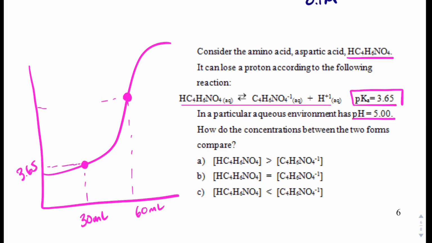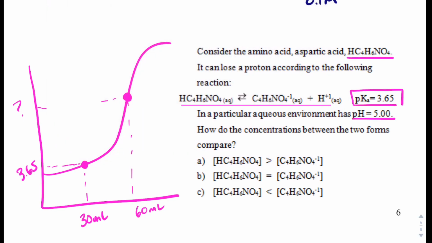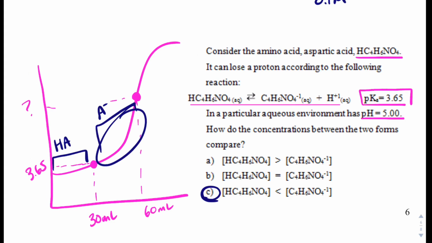I don't know what that is, and I don't know that I'm going to need to solve that out. But what I can add to this is I can say, well, before I get to the halfway point, I've got a lot of acid, or HA. Once I get past that halfway point, I've got a lot of its conjugate. Because the pH that we're at right now is 5, we are past the halfway point. So we're probably somewhere in this region. And so what that means is that the conjugate is present more than the actual acid. So I think the answer there would be C.